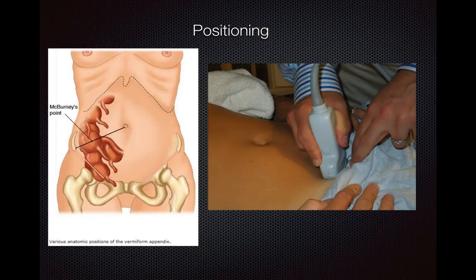For patient positioning, you want to have them lying supine on the bed, and on the left you can see various anatomic positions of appendices. Normally they're generally in the right lower quadrant, but it varies from person to person. So I think the easiest thing is to ask the patient to point on their abdomen with one finger where it hurts the most and just place the probe there.